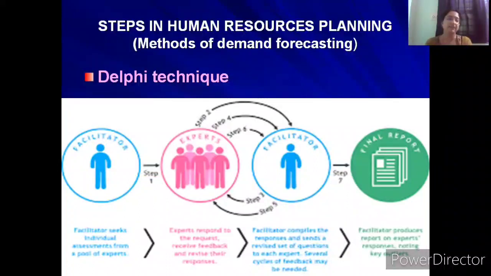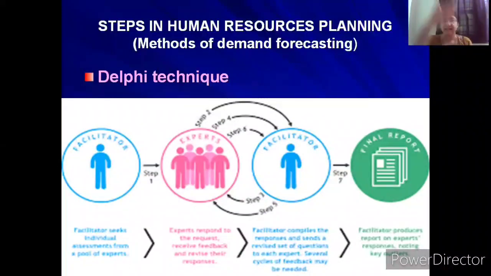After looking at these forecasts and assumptions which each of these experts have given, the intermediary would compile all the assumptions and forecasts and judgments given by all the experts together in one form. Then he will start passing on this compilation to each of the experts individually.